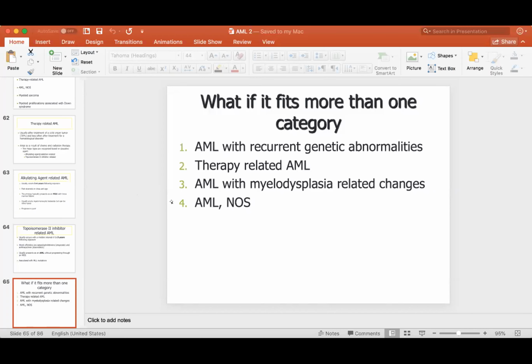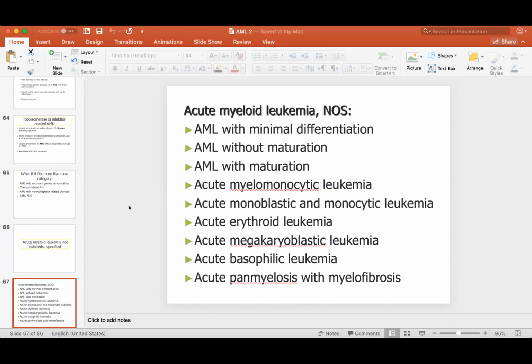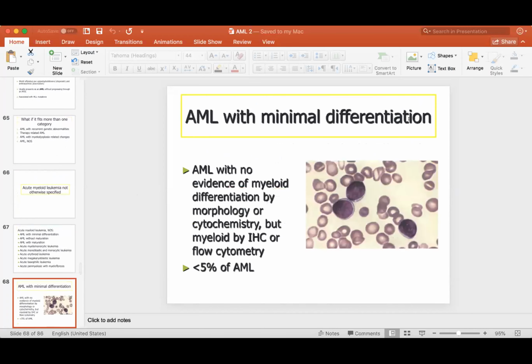So now we're going to talk about AML NOS, acute myeloid leukemia not otherwise specified. This is the one that used to have the M0 to M7. We don't use that anymore. These are basically differentiated depending on the morphology and the markers. So just go by the name of the AML and you know what it means.